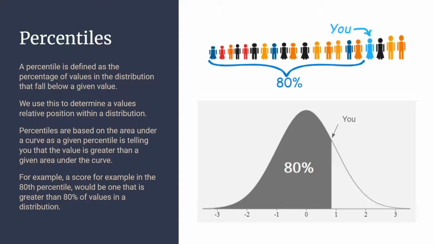Percentiles. A percentile is defined as the percentage of values in a distribution that fall below a given value. In most cases, this is used to determine your relative position within a distribution. So percentiles are also based on the previous concept of areas under a curve, as a given percentile is telling you what value is greater than a given area under the curve. For example, looking at the pictures, you see an 80th percentile, which would be a value that is greater than 80% of values in the distribution. This is commonly used to standardize test scores.